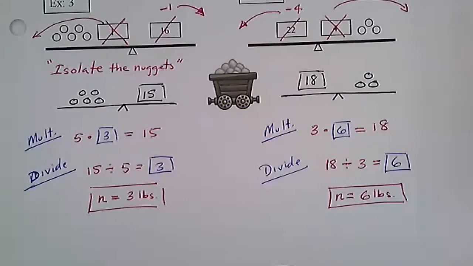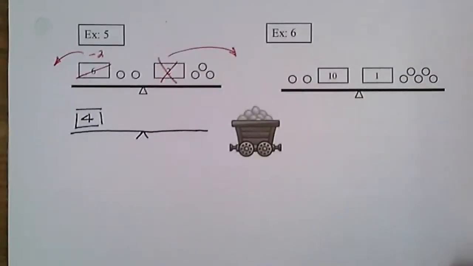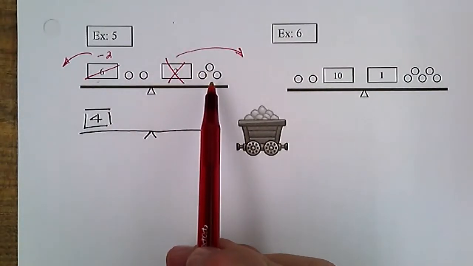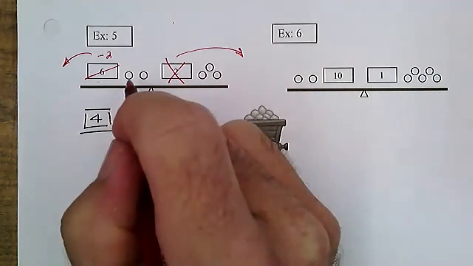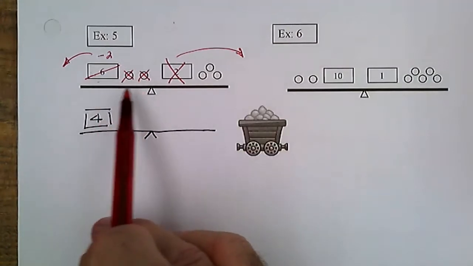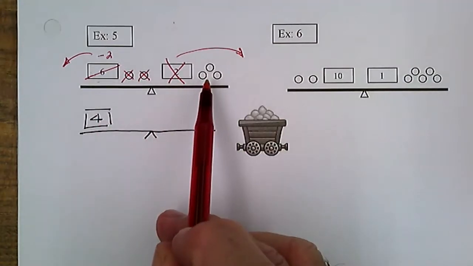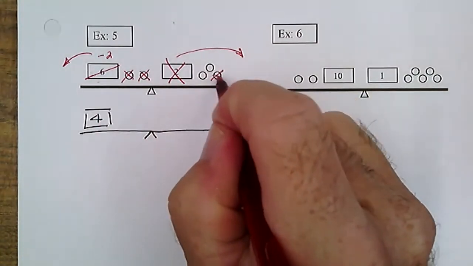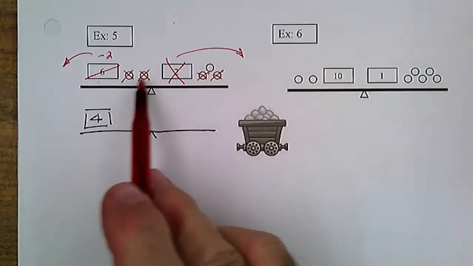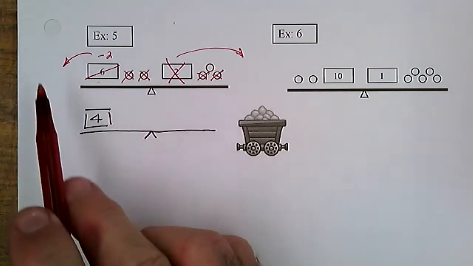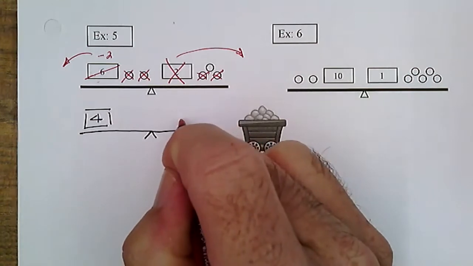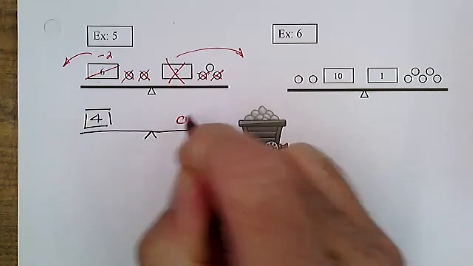But now, in this example, I have nuggets on the left side. I also have nuggets on the right side. So what I'm going to do is I'm going to take 2 nuggets off of there. Well, if I take 2 nuggets off the left side, what do I have to do over here? I have to take 2 nuggets. And so what am I left with? Those are gone, right? Those don't exist anymore. I took them off. These I took off. So now I'm left with just 1 nugget.